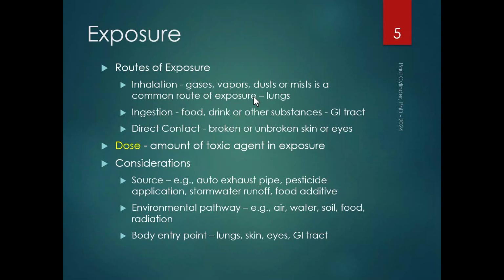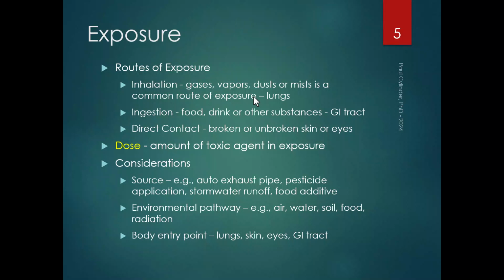The first thing I want to talk about is exposure, okay? How are people exposed to these toxic agents? We can inhale them. Gases, vapors, dust can be inhaled into the lungs. So that's a route of exposure, our lungs. Ingestion, we can eat it, right? It can be in our food. Those chemicals could be in what we drink, or they can be in other substances that get into our gastrointestinal tract. And then there's direct contact. The skin, the eyes. The skin can be unbroken skin or it can be broken skin that allows a toxic agent to get into our blood system.